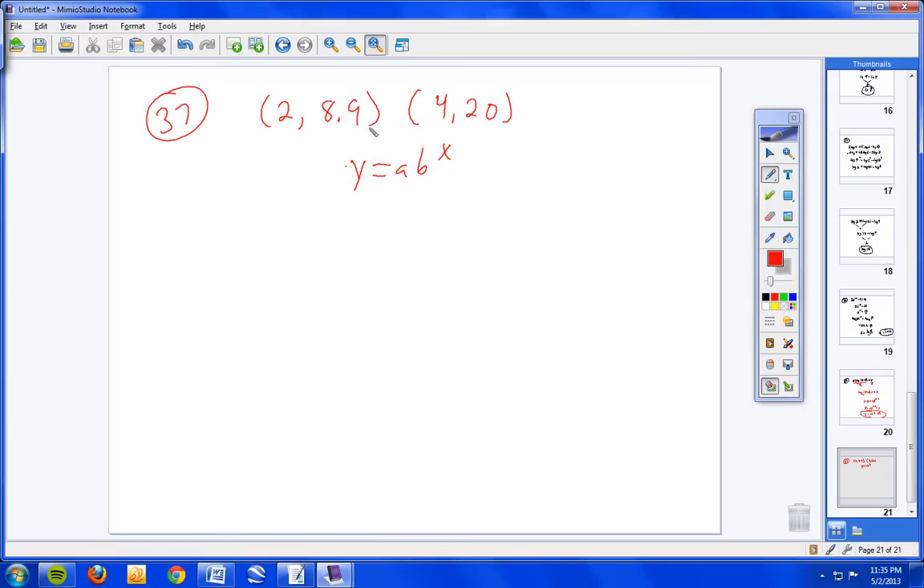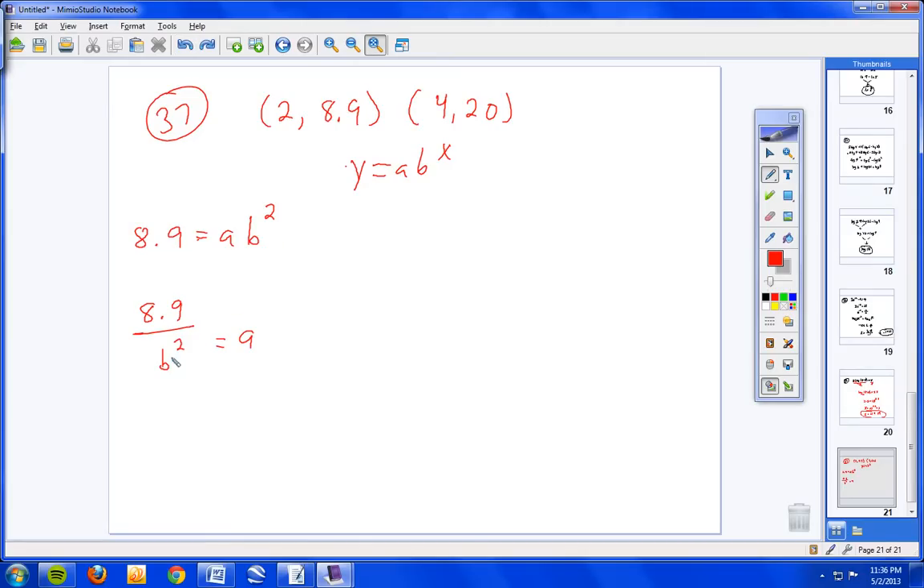So here we go. I'm going to take this first ordered pair here. Where the y is, I'm going to substitute 8.9. And where the x is, I'm going to substitute 2 right there. And then we're going to solve for a. So we're going to divide both sides by b squared. So 8.9 divided by b squared equals a, because we divide this side by b squared also, and those cancel out.